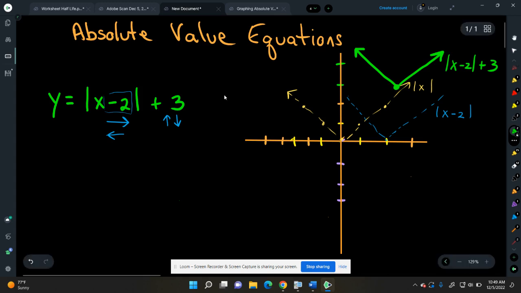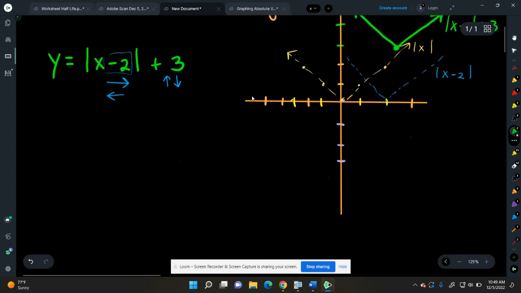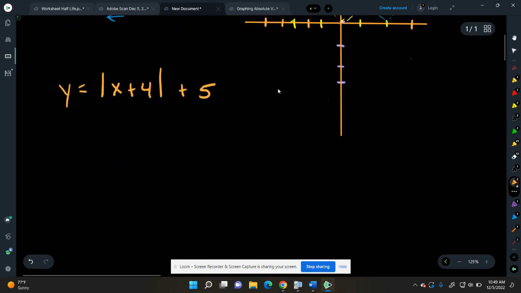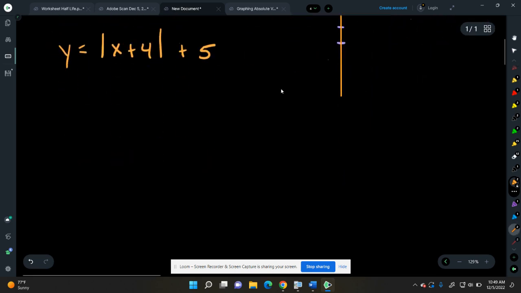I'm going to have you do another one by yourself. We're going to do y equals the absolute value of x plus 4, plus 5. Do that one by yourself. Do the stages, the steps, and make them dotted in between, right?